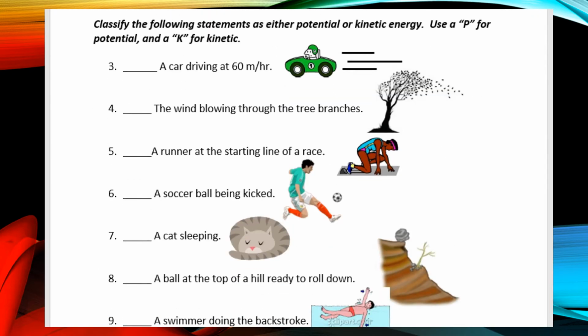Classify the following statements as either potential or kinetic energy. Use a P for potential and a K for kinetic. Number 3, a car driving at 60 miles per hour. Number 4, the wind blowing through the tree branches.